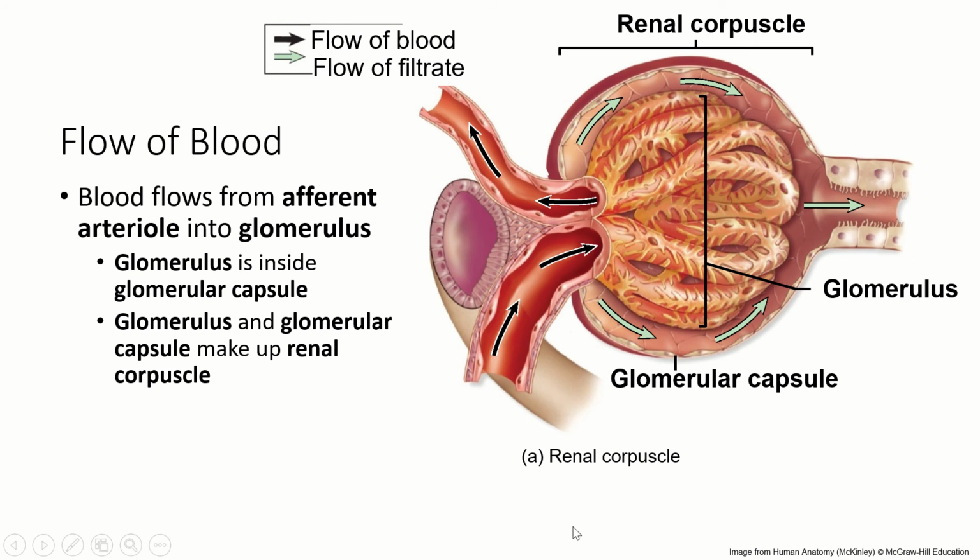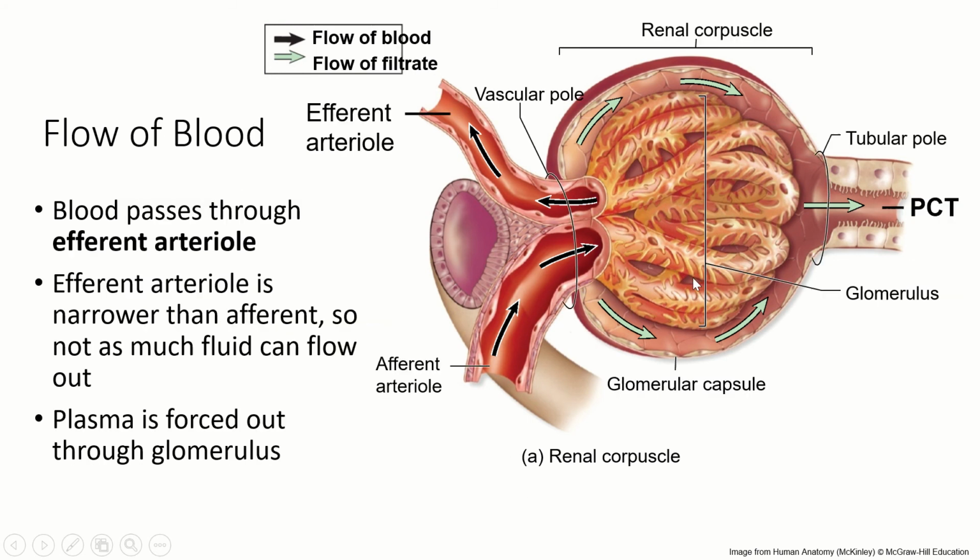Okay, so the afferent arteriole brings blood into the glomerulus. The blood passes through the glomerulus, blood plasma filters out into this space, and then the blood continues to flow out the efferent arteriole.